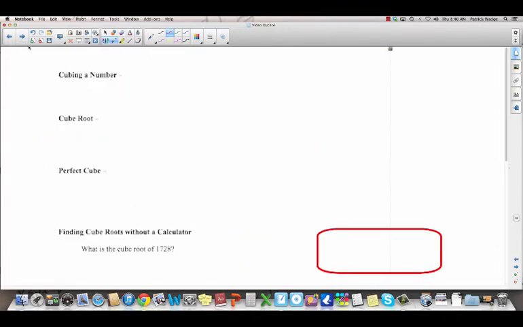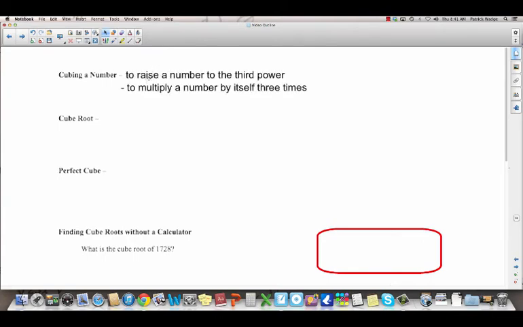Now we're going to do almost the same thing over again, except this time it's cubing instead of squaring, but it's really just everything's the same, except this time you're raising the number to the third power. It means to multiply a number by itself 3 times. So, for example, 5 cubed does not mean 5 times 3. That means 5 times 5 times 5. 5 times 5 is 25, times another 5 is 125.